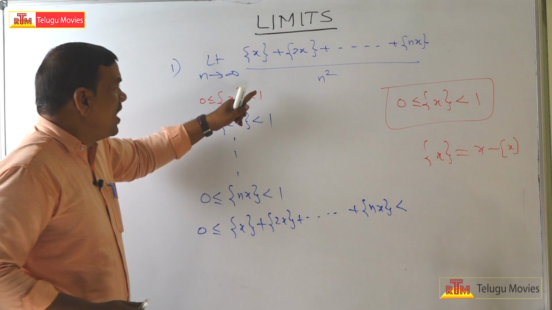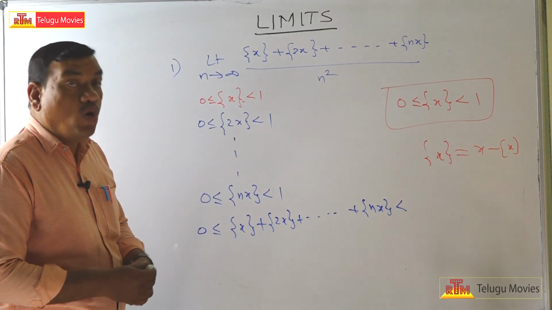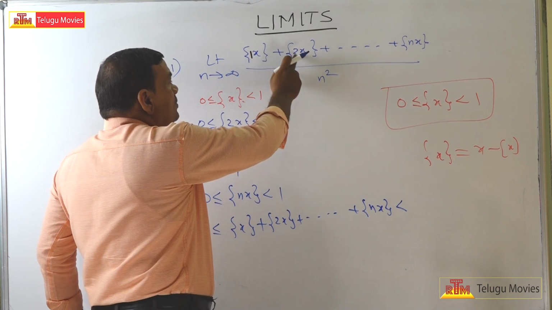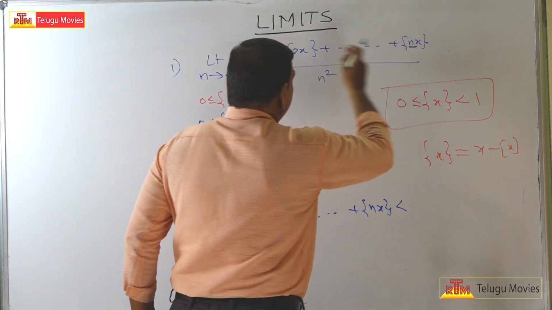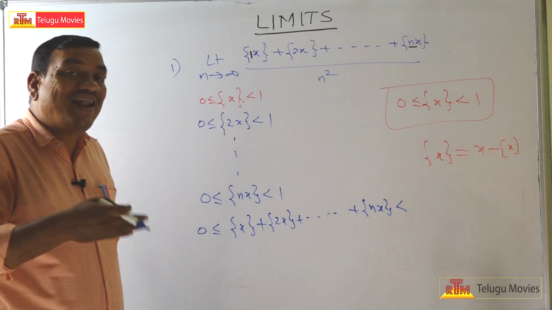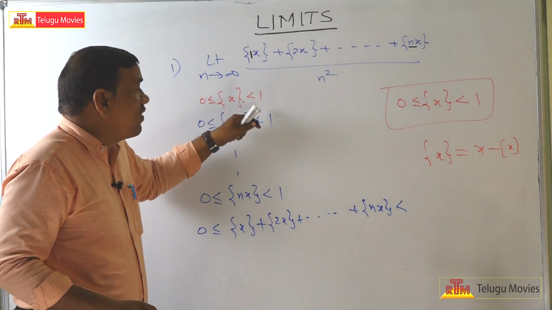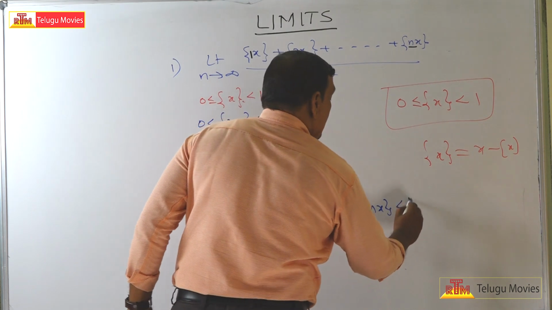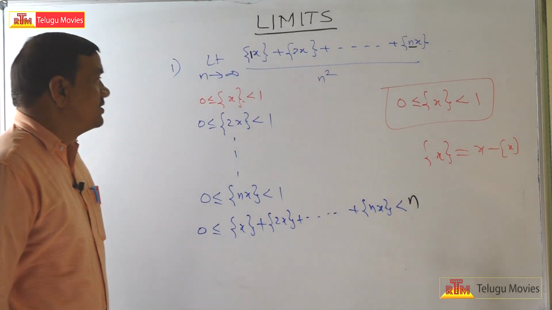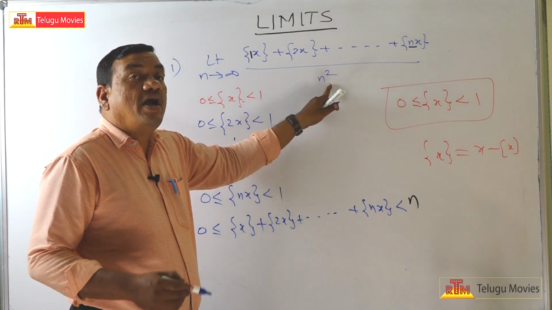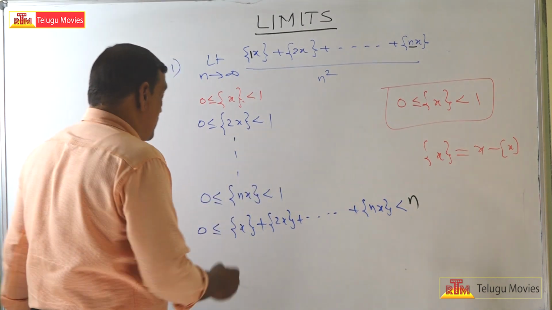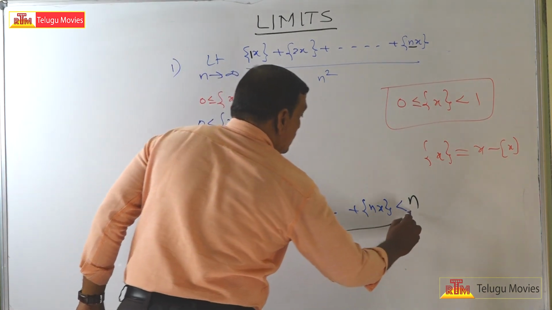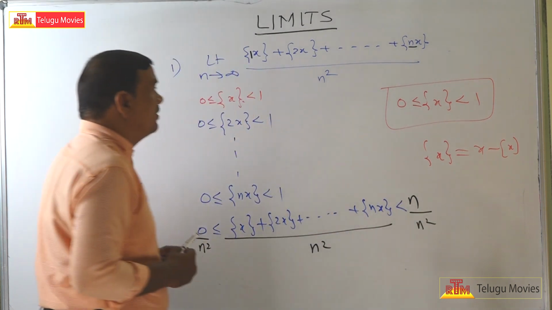1 plus 1 plus 1. How many 1s are there? n 1s are there, because here we have 1, 2, 3, and so on up to n, so n functions are there. Therefore the sum is n. Nice. Now, what is required is everything divided by n square, the whole expression divided by n squared.